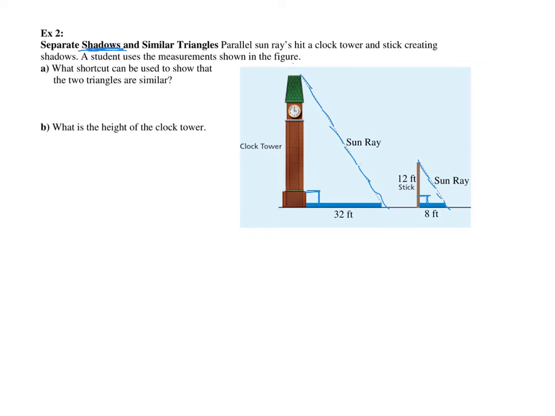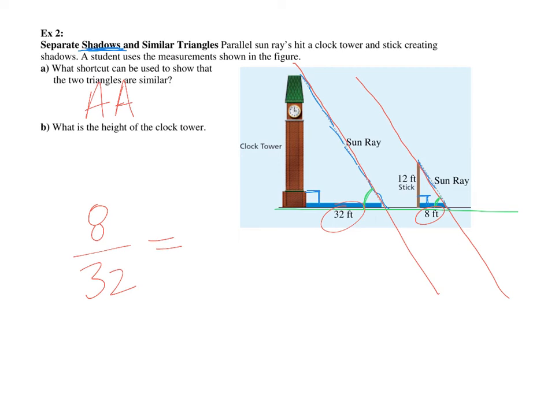All right, the rays of the sun, they are parallel, okay? And then I have the ground, and then these triangles that are formed, okay, I have corresponding angles here that are congruent. So I could say that the triangles are similar by AA. Okay, now what is the height of the clock tower? Okay, well, using your understanding of similar triangles now, I could say 8 over 32, since those are the corresponding sides, is equal to 12 over the height of the clock tower.